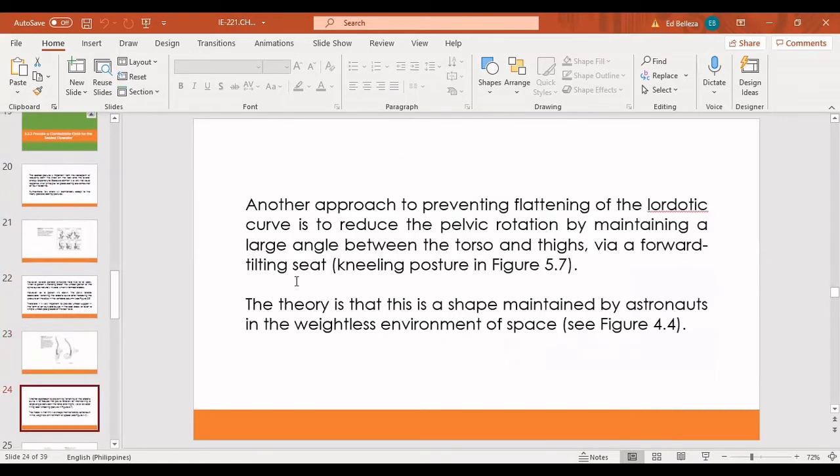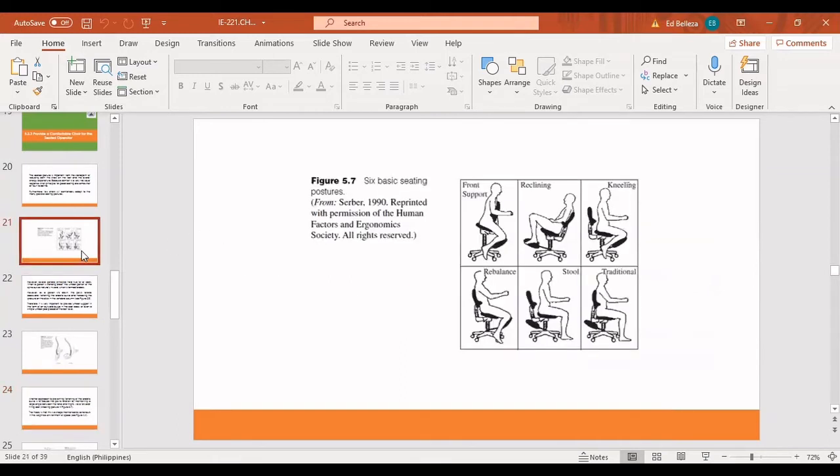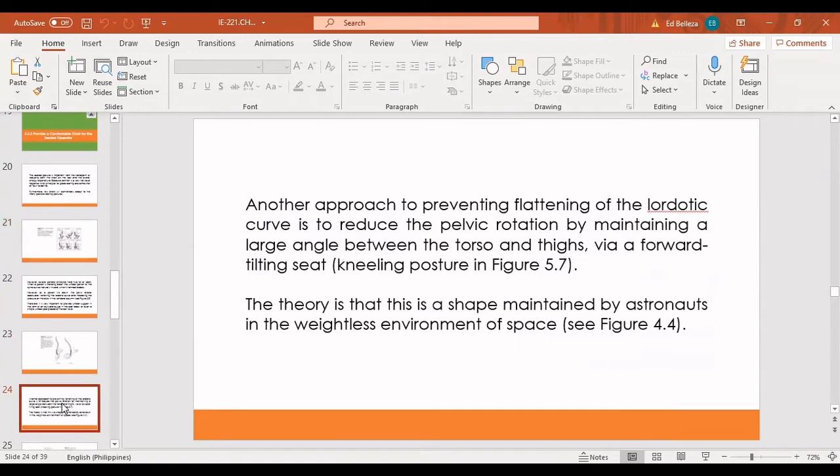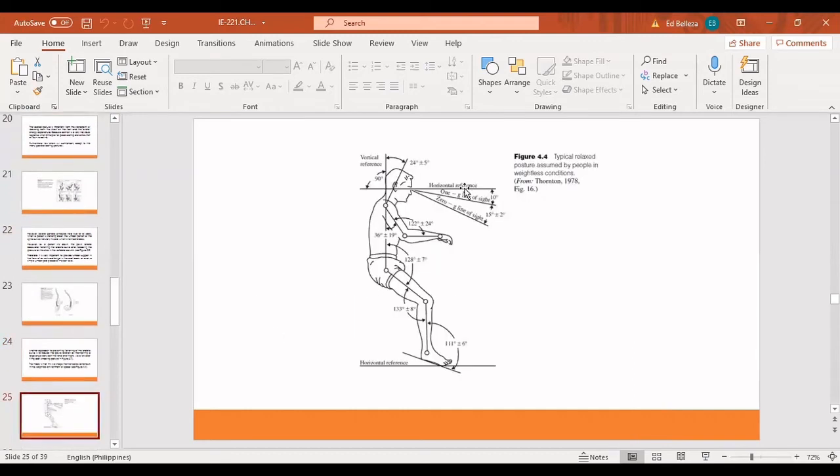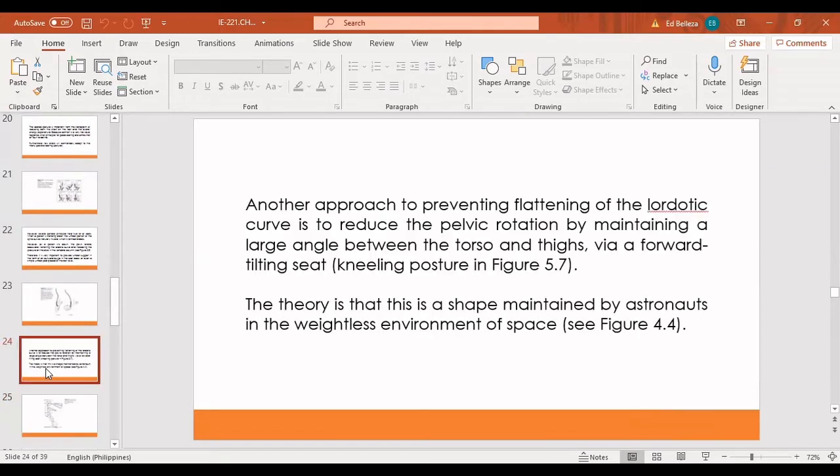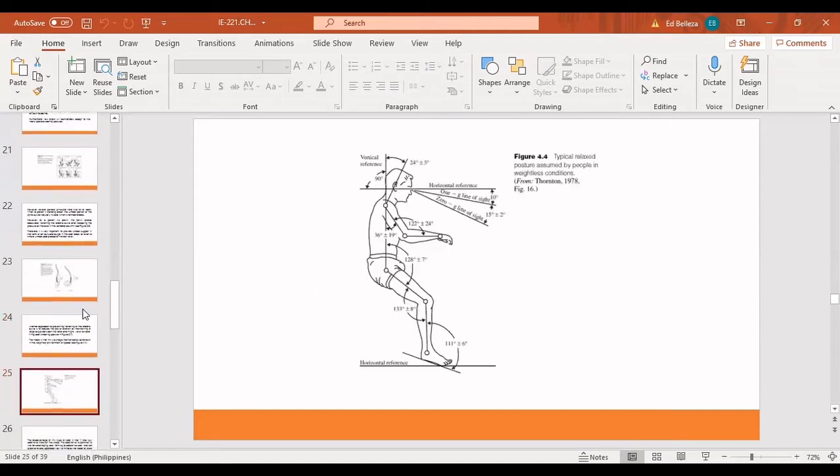The shaded vertebrae are the lumbar portion of the spine. Another approach to preventing flattening of the lordotic curve is to reduce the pelvic rotation by maintaining a large angle between the torso and thighs. You can see that again in the kneeling posture among the 6 basic seating postures. This is a good position for preventing flattening of the lordotic curve. The theory is that this is a shape maintained by astronauts in the weightless environment of space, so this is a representation of that.